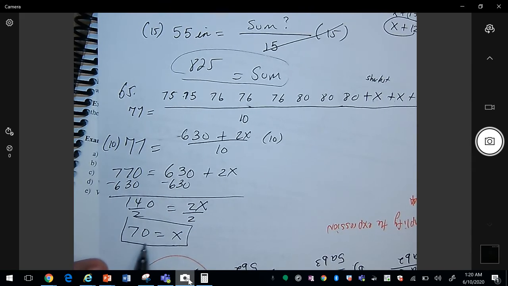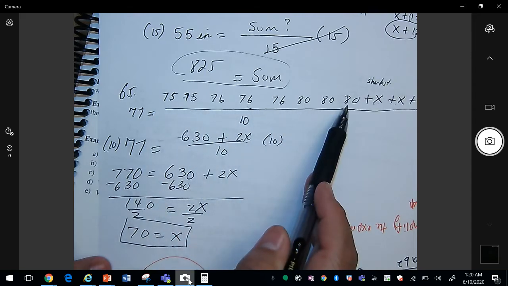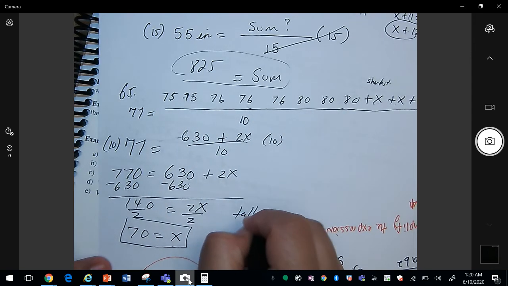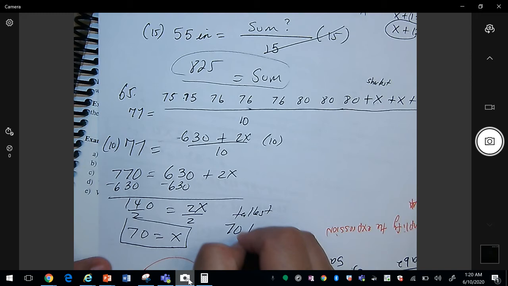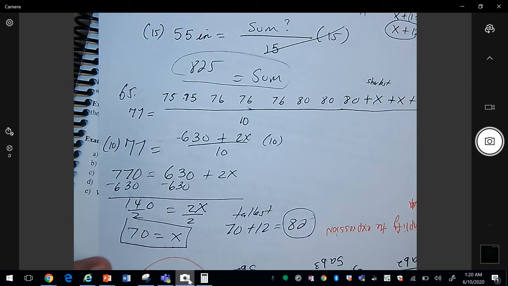So notice that x is our shortest player, which is 70, which makes sense here. So our tallest player would be 70 plus the 12 inches, 82, making them the tallest player.